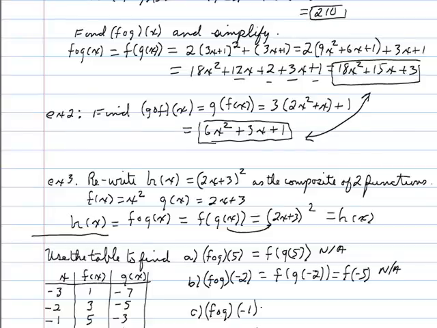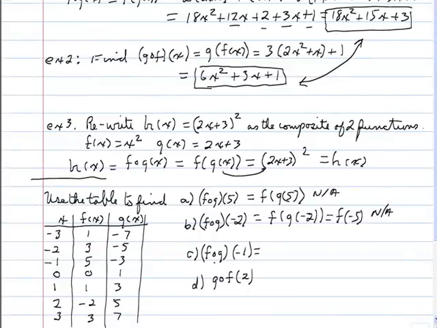Now let's do a couple that we can do. The first one we'll do is f∘g of negative 1. And we get f of g of negative 1. And negative 1 is one of our domain elements for g. And g of negative 1 is negative 3. So this gives us f of negative 3. And negative 3 is a domain element for f. f of negative 3 is 1. So this is just 1. So f∘g of negative 1 was positive 1.